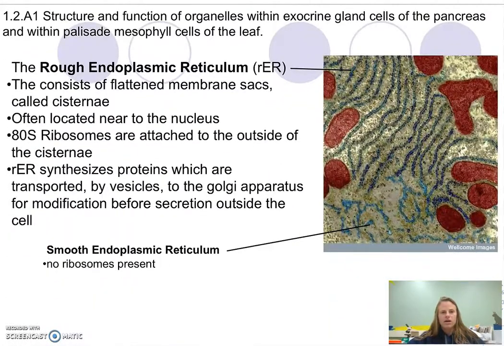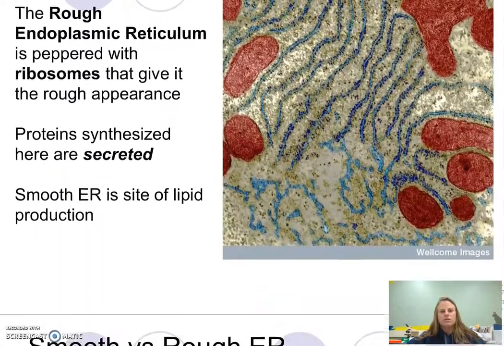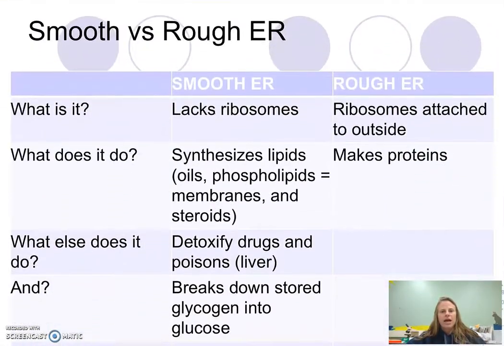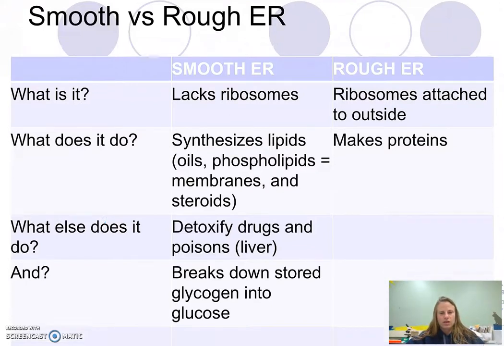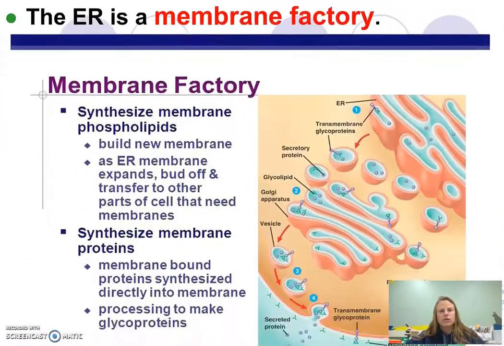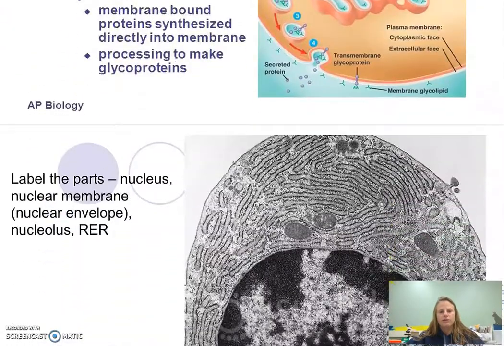Here's a nice little summary of the rough endoplasmic reticulum, some more information, and a comparison. What is the difference between the smooth and the rough? Well, the smooth lacks ribosomes, whereas the rough ER has bound ribosomes, and their jobs differ. Because the rough ER has ribosomes, it's going to make proteins, whereas the smooth ER that lacks ribosomes is going to make your oils, your phospholipids, and your steroids. It's going to detoxify drugs and poisons, specifically the smooth ER that's found in the liver, and it's going to break down stored glycogen into glucose. So here's a summary of what I just said. The ER is a membrane factory.